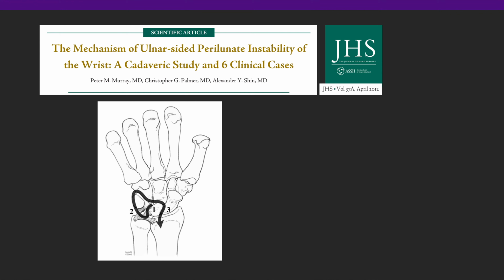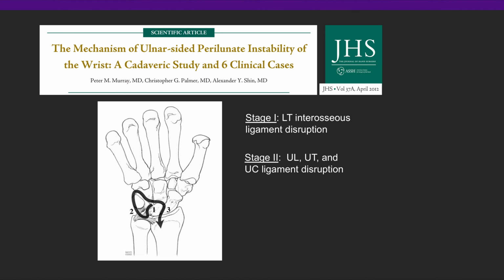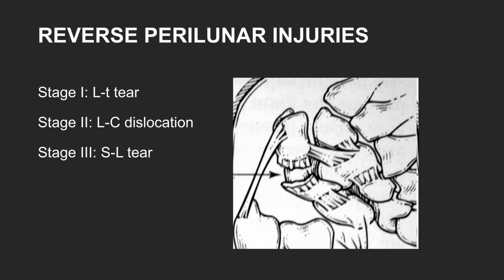Now there's an ulnar-sided perilunate instability that's been described by Alex Shin and co-authors, and the stage 1 starts on the LT side with the LT ligament disruption. Stage 2 goes around the ulnar lunate and ulnar triquetral and ulnar carpal, ulnar capitate ligaments, and stage 3 is disruption of the scapholunate and RSL. So it's similar to the Mayfield classification, but it happens on the ulnar side. This is less common. And here's a schematic representation.